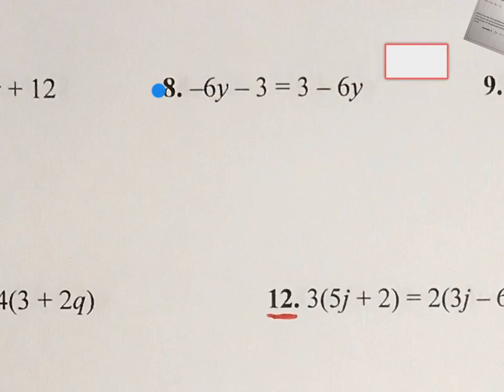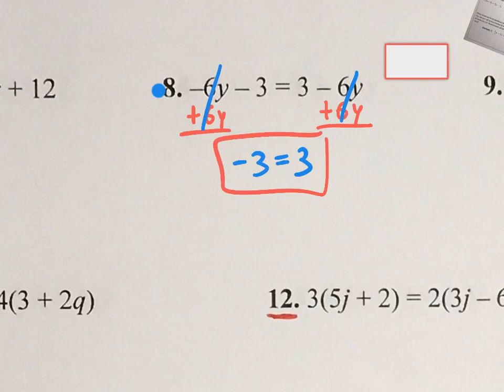So we move on to step 2, getting x by itself on one side, but in this case, y's. So I'm going to get rid of the minus 6y by doing plus 6y. What I do to one side, I do to the other, plus 6y. It will cancel out both. What do we have left? We have a negative 3 equaling a positive 3. We know that that is impossible, so we say no solution.